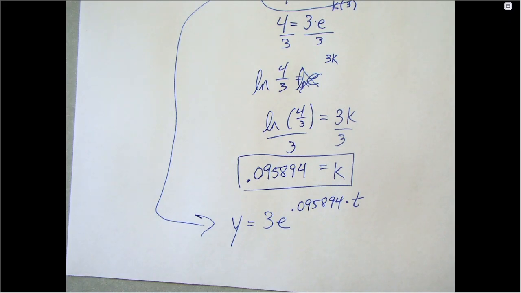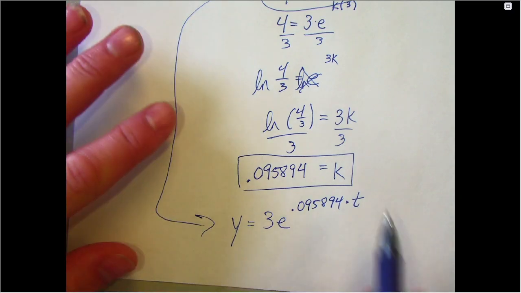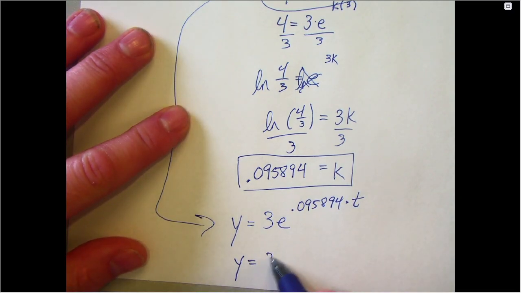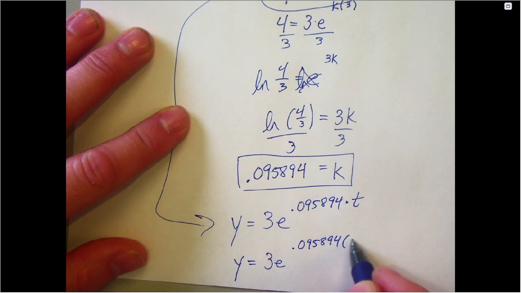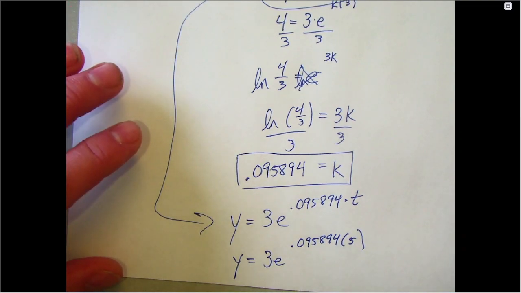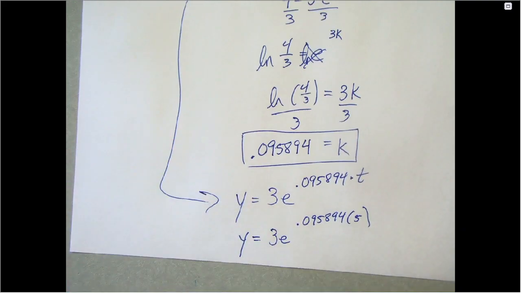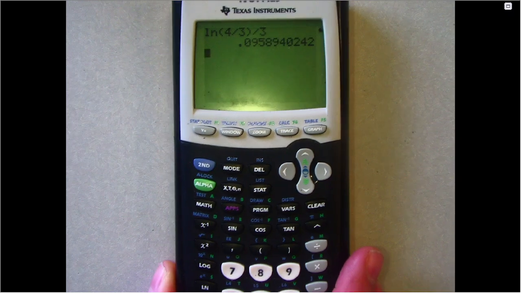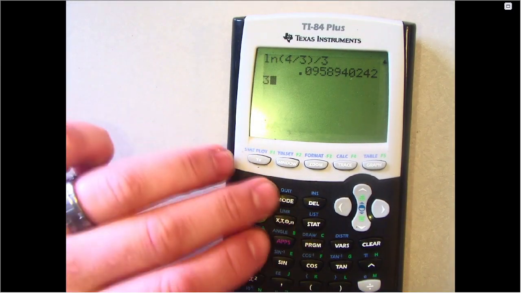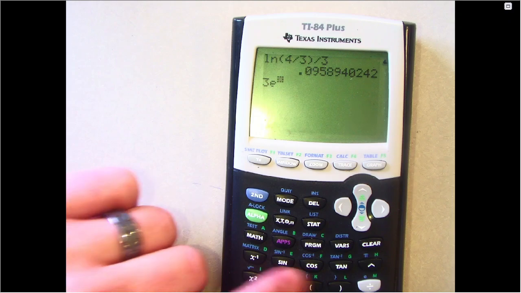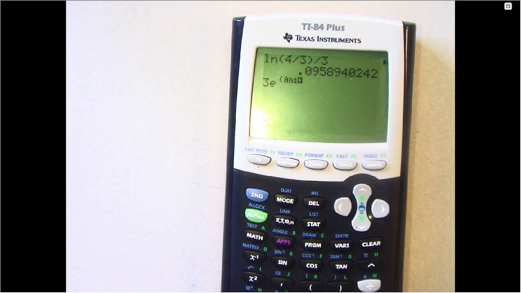And now I can answer the question because they said how heavy at 5 months, so my job is to plug 5 into t. So in your calculator, I'm not going to round, I'm just going to use the previous answer function. So I'm going to type 3 times e to the power of second. I'm using the 84 calculator, yours is different. I think it's second something on yours that's to equal.